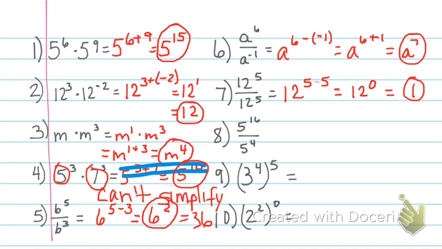Here we have 12 to the 5th over 12 to the 5th. And when you have the quotient rule, again, you subtract. 5 minus 5 is 0, so then you end up using the 0 exponent rule, and your answer is 1. Also, you know that if you have the same denominator and numerator, your answer is going to be 1.